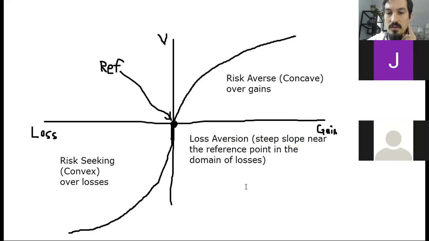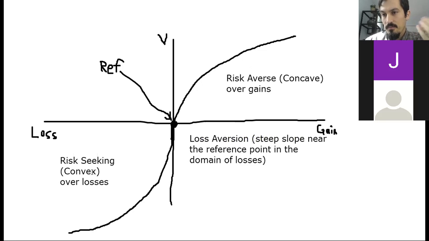So I don't know if you can tell from this whiteboard that I put up. I'm giving you the economic effect, which is risk aversion, and then I'm also telling you what is it about the value function that gives rise to the risk aversion? Well, it's concave over gains. Same thing with losses. Risk seeking is the behavior.